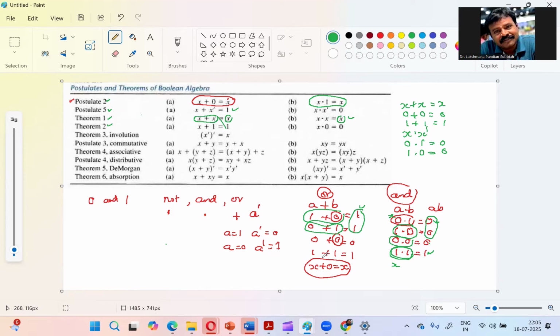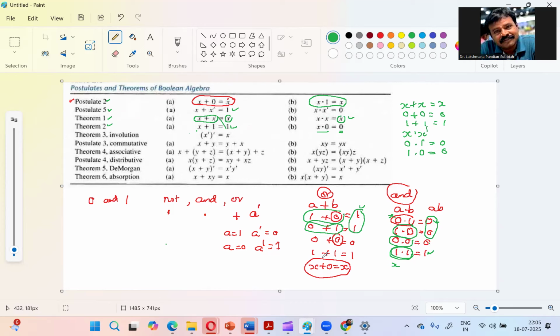Theorem 2. x plus 1. So x plus 1, whatever x is, 0 or 1, the result is 1. x dot 0, whatever x is, the result is 0. So that is theorem 2.